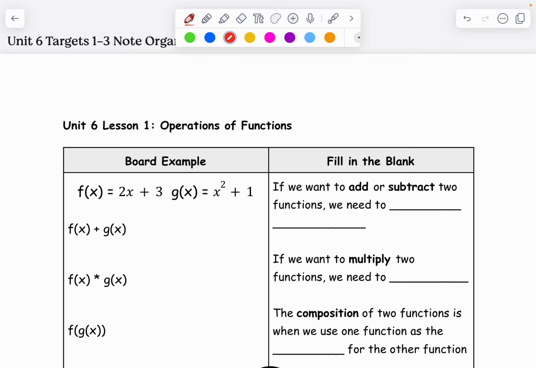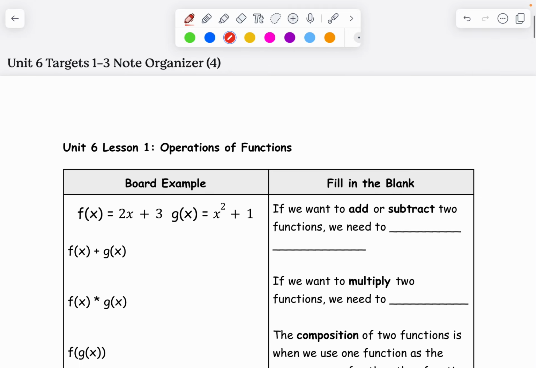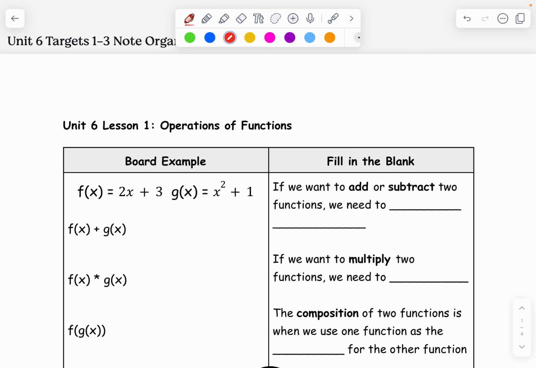But anyway, what you should have right now is you should be watching this video and having the Unit 6 targets 1 through 3 note organizer filled out. I am going to introduce the first couple skills of Unit 6 today in this video. Next week on Monday, we will talk about just a quick using transformations again with some graphs, similar to what we did last semester. We'll have a review day on Tuesday, and then we'll do a quiz on block day.